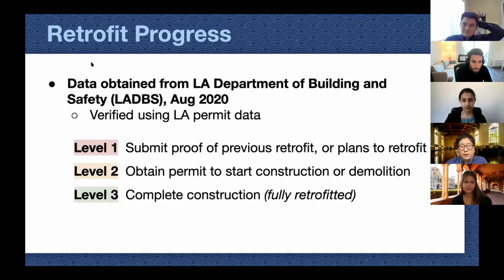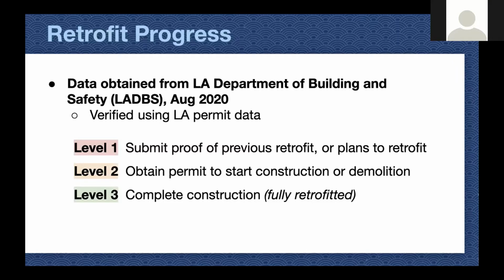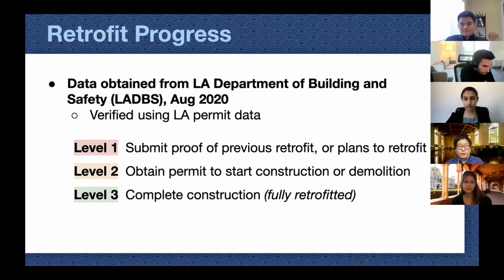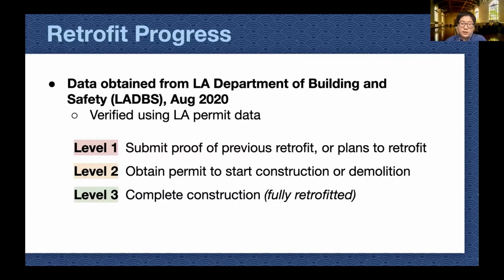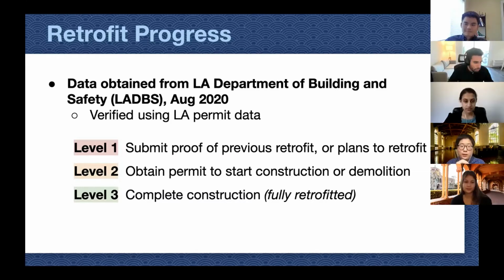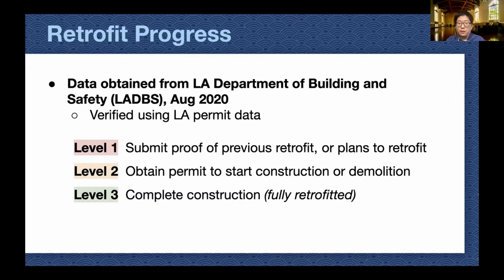The LA Department of Building and Safety periodically updates the progress on soft story retrofits, and for the purposes of the study, data from August of 2020 was used. Since some of the data provided were inconsistent, they were verified and filtered based on permit records that I got from the LA Open Data Portal. Under the current ordinance, the retrofit progress is divided into three compliance levels or tiers. Level 1, where the owner submits a proof of retrofit or the plan to retrofit. Level 2, where the department issues the permit to start the retrofit construction. And level 3, where the building has been fully retrofitted.